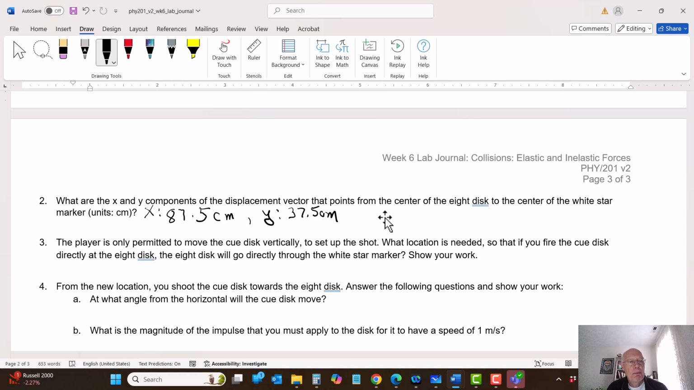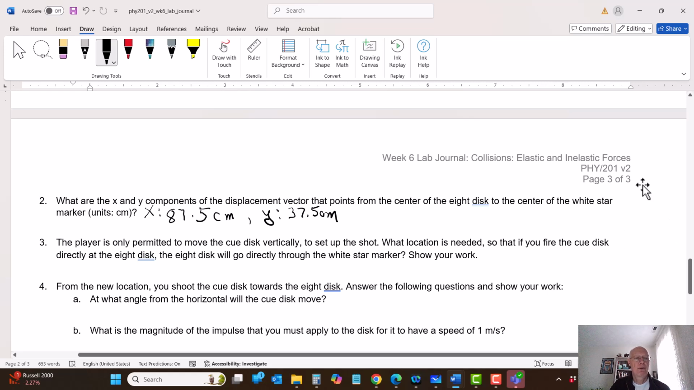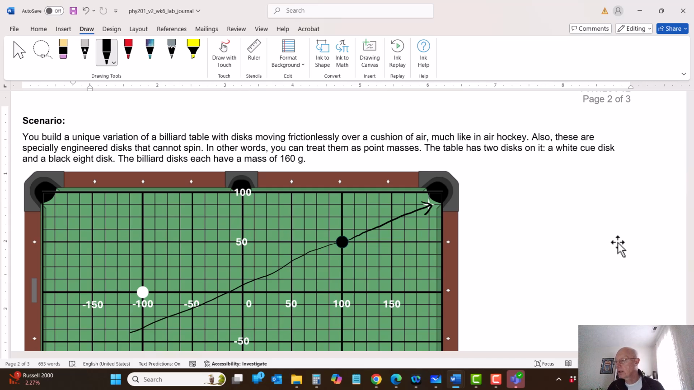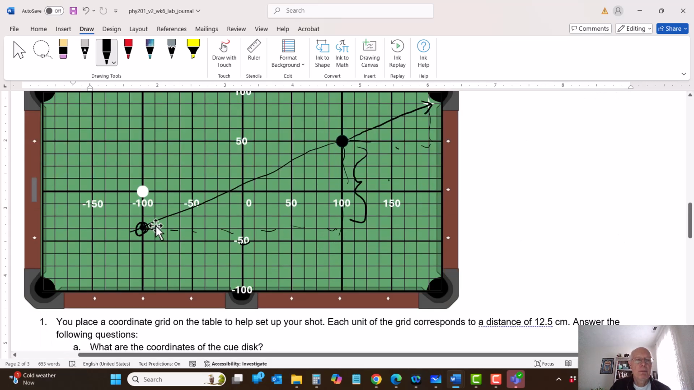All right, the player is only permitted to move the cue disk vertically to set up the shot. What location is needed so that if you fire the cue disk directly at the 8 disk, it will go directly through the white star marker? So you want it along this line. Now I can't draw a perfectly straight line here. Okay, but it looks like we have to go negative. To make these objects line up, this slope has to be the same as the slope between the 8 disk and the star here.